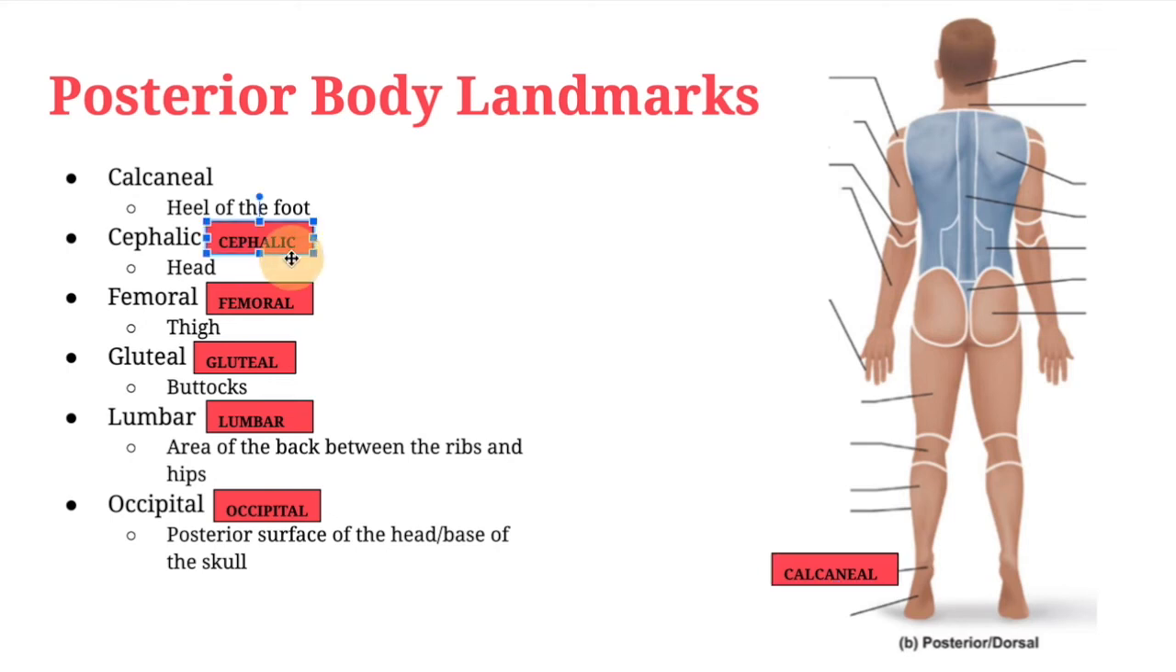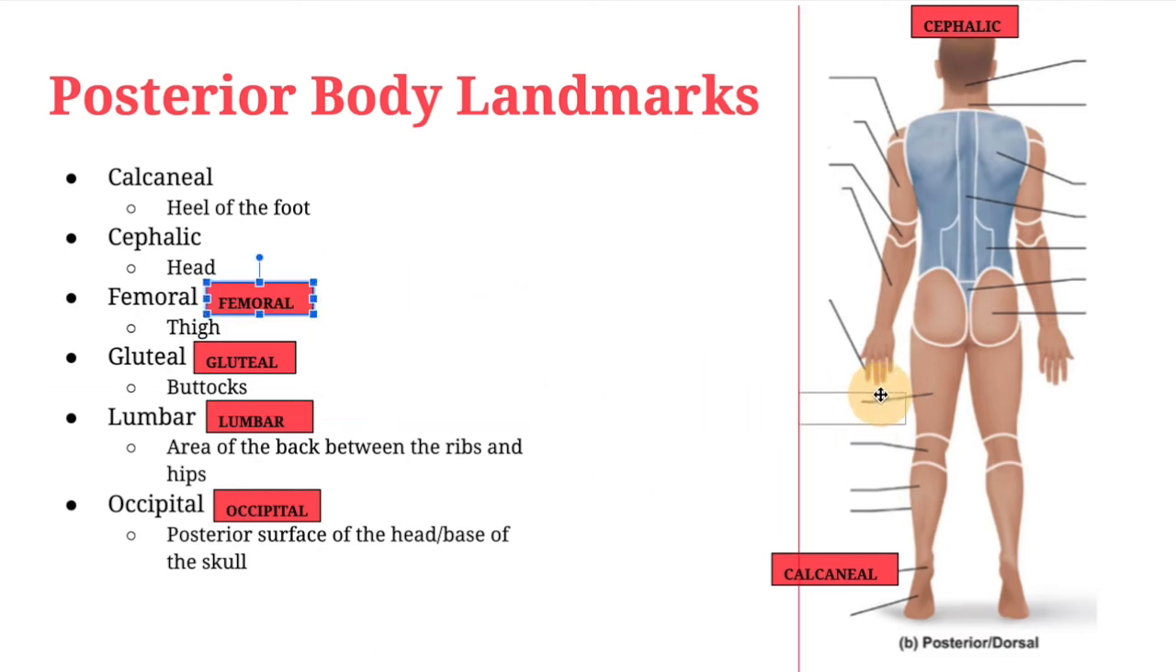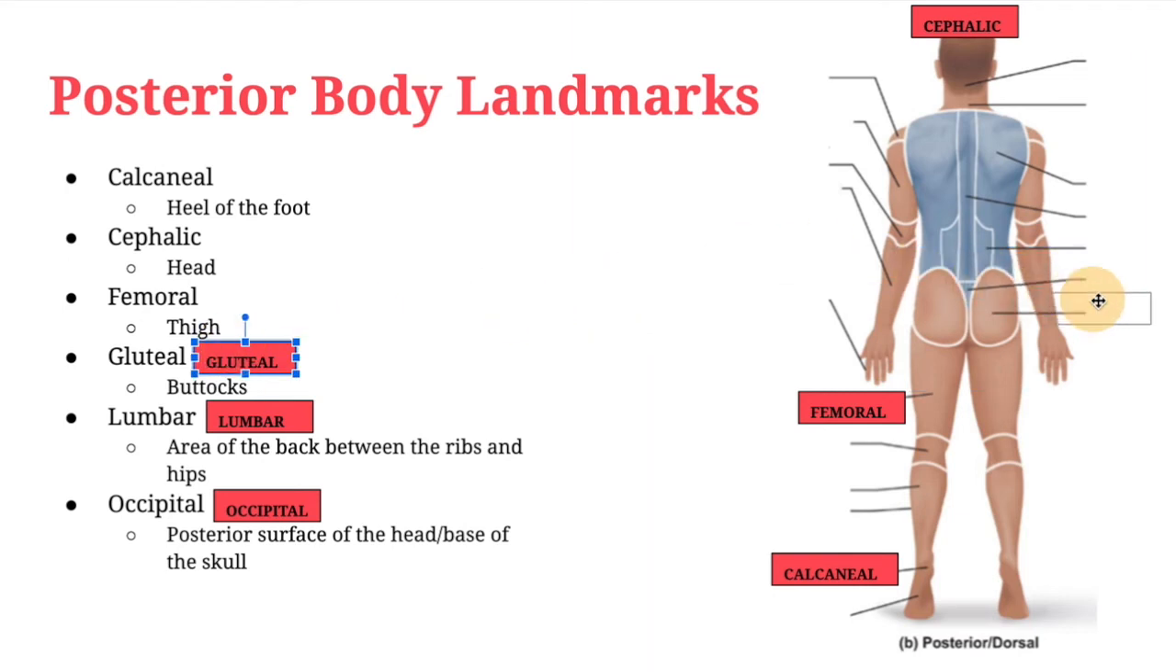Cephalic is the head, just like we did thoracic on the front. That's more of a heading. So we are just going to put cephalic right there above the head. Femoral, so some of these you can see on the front and back of the body. Femoral is the thigh still, where the femur would be. Gluteal is the buttocks. So if you have heard of gluteus maximus, gluteus minimus, those are your butt muscles. So gluteal would be the buttocks region.